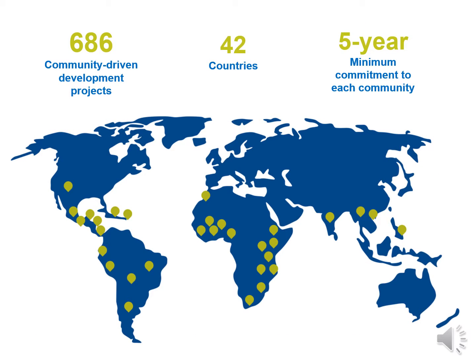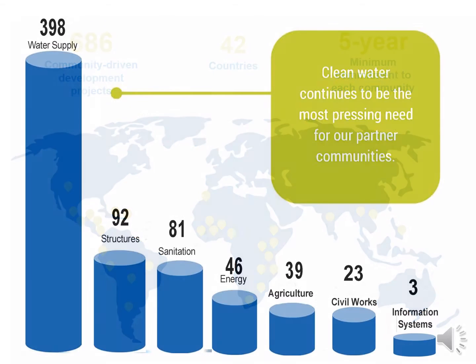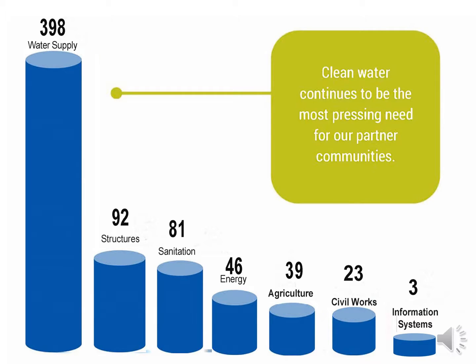Here are a few statistics on the breadth of EWB USA's work within the International Community Programs Department. We have 686 community-driven development projects in 42 different countries. We make a 5-year minimum commitment to each community. The scope of these 686 projects is diverse, ranging from the construction of a health clinic in Peru to the implementation of household biosand filters in Cameroon. These 7 project types aim to holistically address the community's needs. Only technologies that are determined to be the most appropriate solution for a community's identified need are implemented. As ICP Gurus, you are instrumental in guiding chapters to ensure that the design plans are appropriate for successful and sustainable projects.